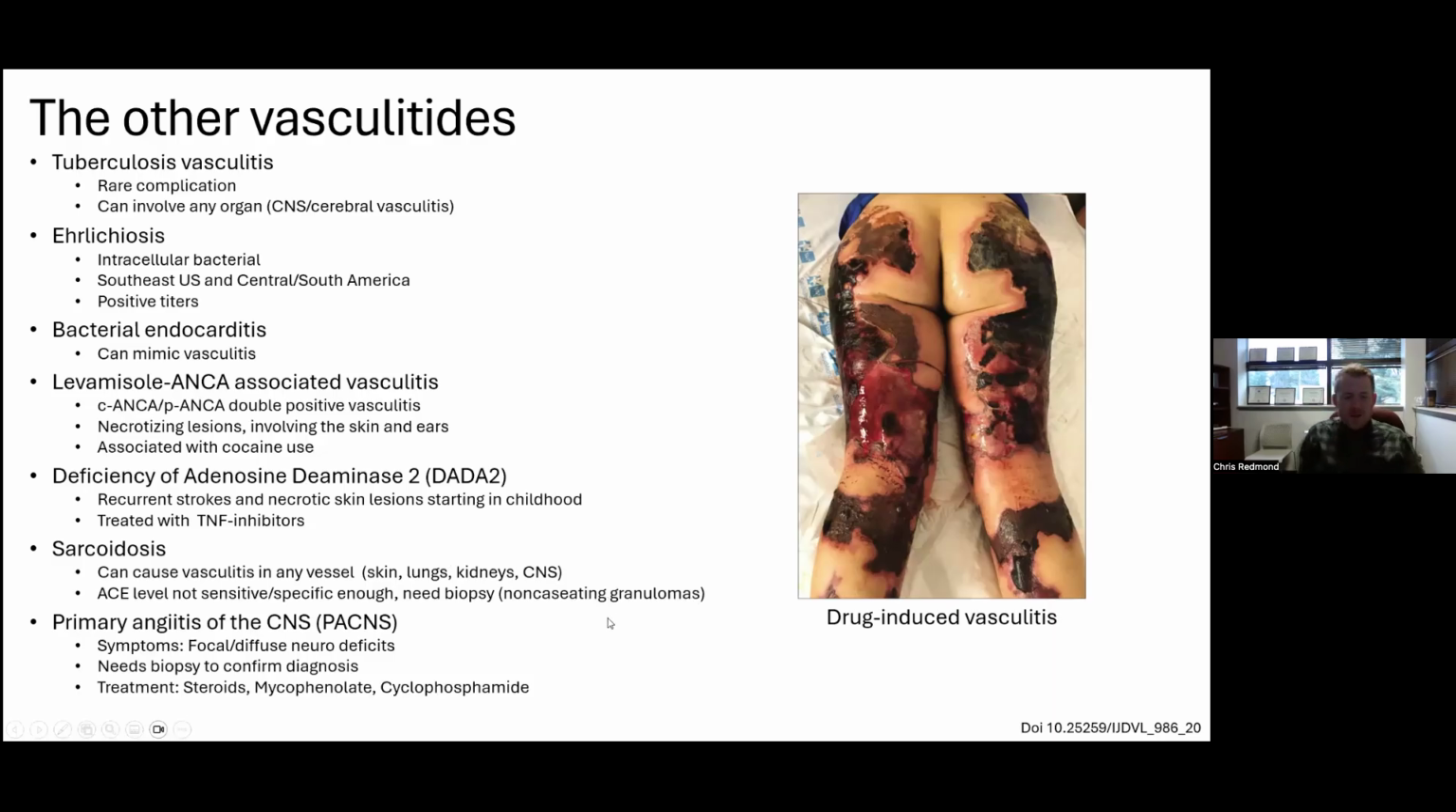And then, every rheumatologist's favorite consult, is primary CNS vasculitis. This can cause focal or diffuse deficits. Really, you need a brain biopsy to confirm the diagnosis. I think most rheumatologists will agree with that, unless there are some extenuating circumstances that I've yet to see, and it is treated, again, with pretty aggressive medications. So that's just the other category that I've thought of.